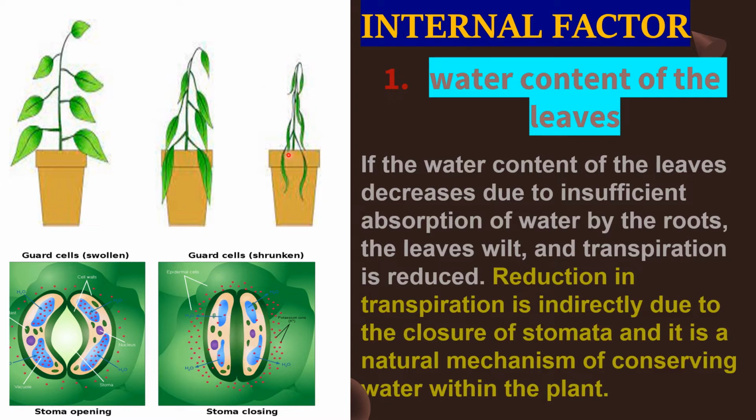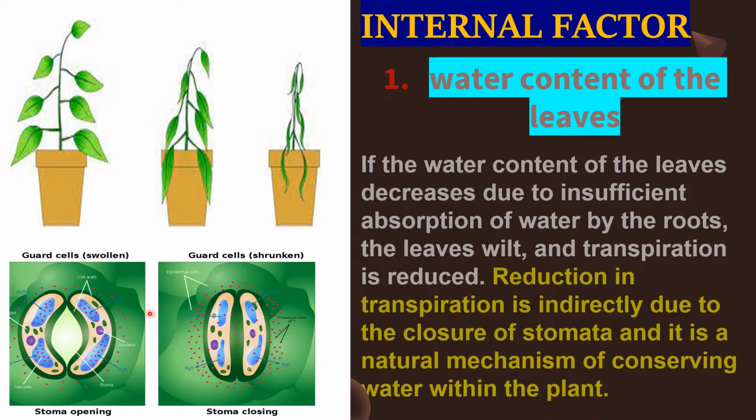Then we can say the water content of the leaves is directly proportional to the rate of transpiration. When the water content of the leaves increases, the rate of transpiration also increases. When the water content of the leaves decreases, the rate of transpiration also decreases. Reduction in transpiration is indirectly due to the closure of stomata, and it is a natural mechanism of conserving water within the plant.